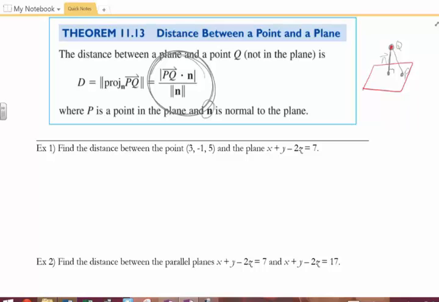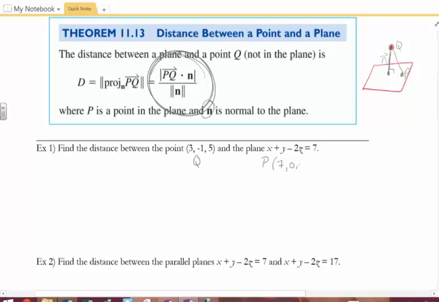So that being said, find the distance between the point 3, negative 1, 5, and this plane. If I need the distance between a point and a plane, what I really need to find is first the vector PQ, where one of those is on the plane and one of those is not. So Q is the point I'm looking for. P is the point on the plane.